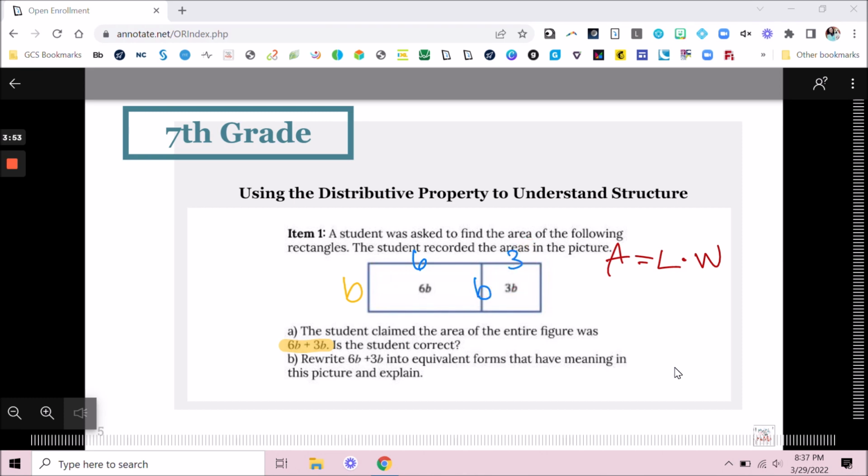So we can also look at how the area of those 2 rectangles combined would be equivalent to b times (6 plus 3). Well, 6 plus 3 is 9, and 9 times b is 9b, which is the same thing as what this student got over here. So we're starting to really understand that whether we're decomposing or putting expressions together, we're understanding that structure and how those components of that expression relate to this area model.